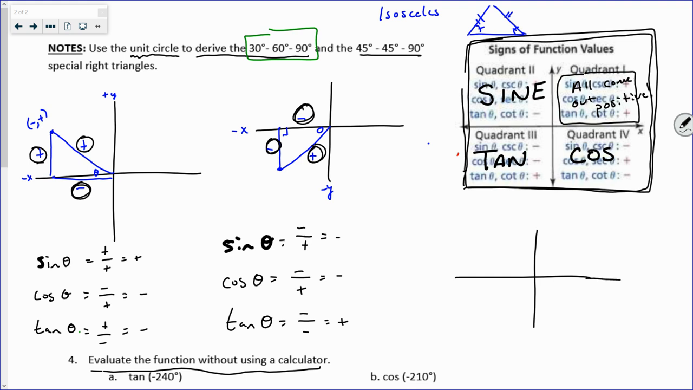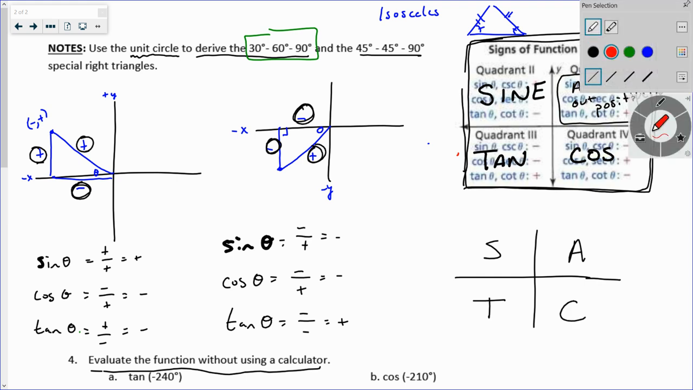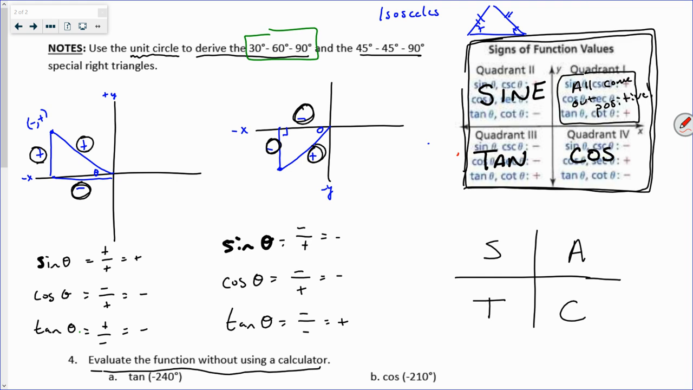To memorize this thing, here's what I was taught way back in the day, right? Everything is positive in this quadrant. Only sine's positive here, only tan is positive here, only cosine is positive here. The way my old math teacher, shout out to Mr. Stewart, taught me to memorize this was: all seniors turn crazy. So it's a memory mnemonic to try to remember which quadrants are positive.